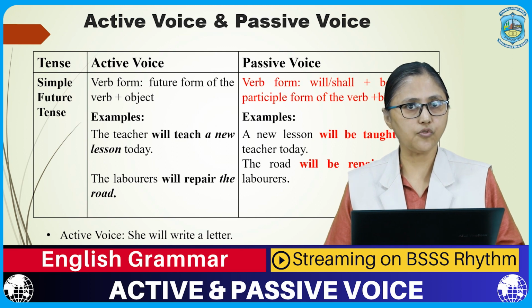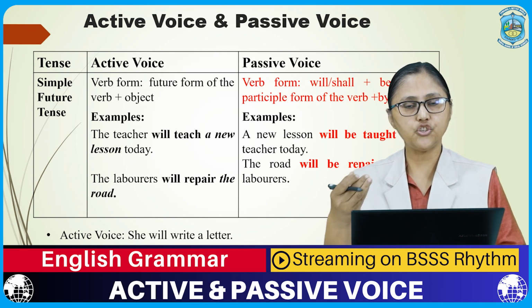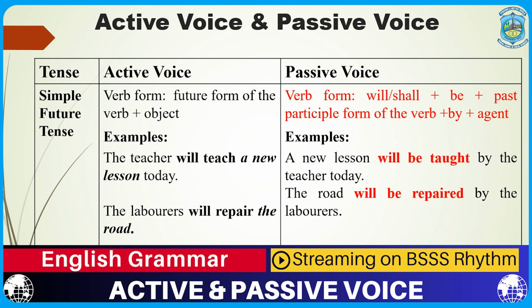Both are in active voice. We will apply the formula and change them into passive voice. So, what is the formula we have for passive voice? Will or shall plus be plus past participle form of the verb plus by plus agent. And now we have sentence number 1. A new lesson will be taught by the teacher today. The road will be repaired by the laborers.